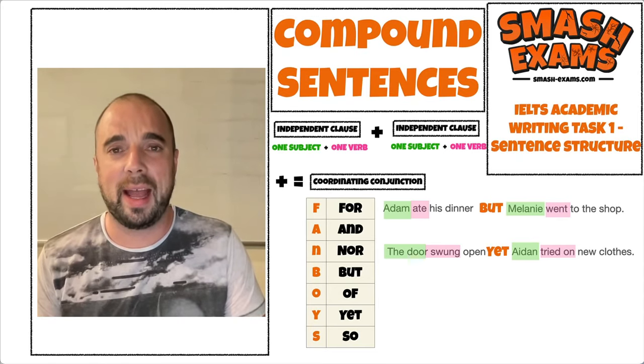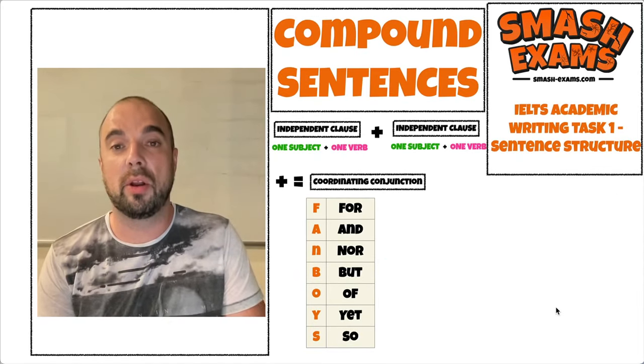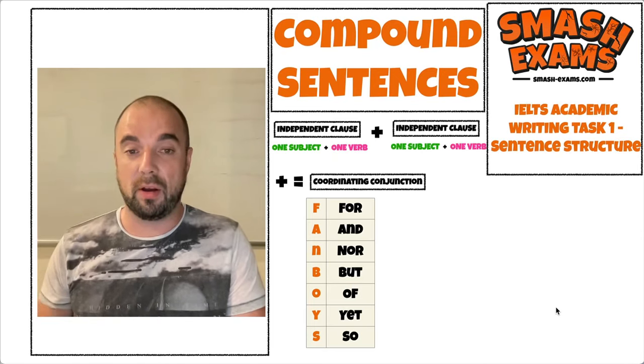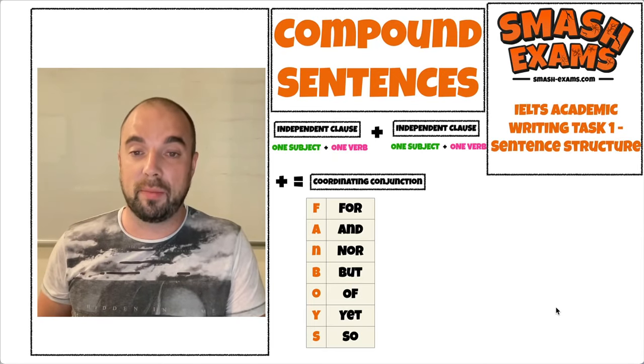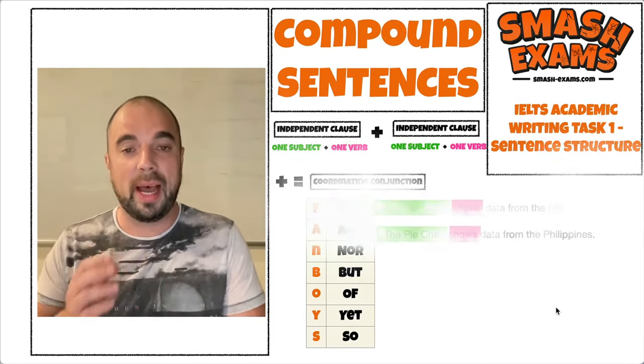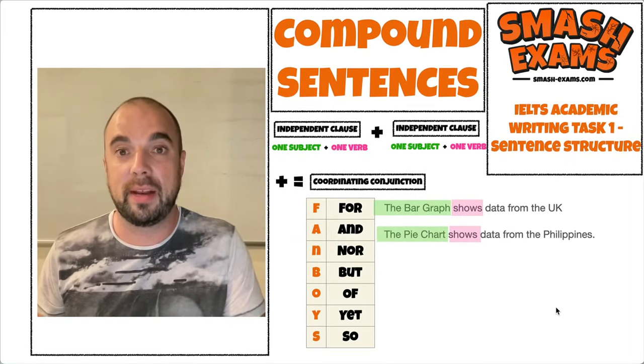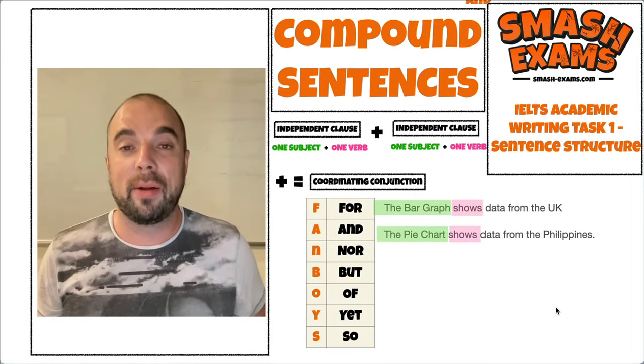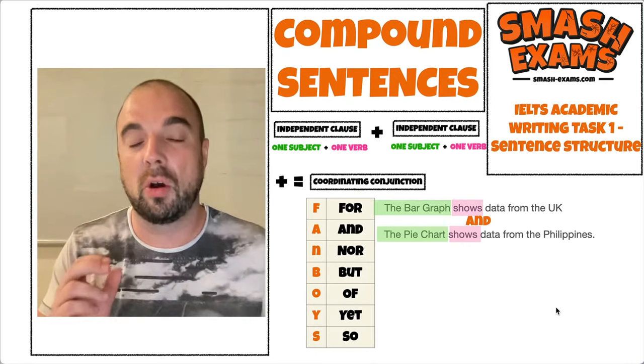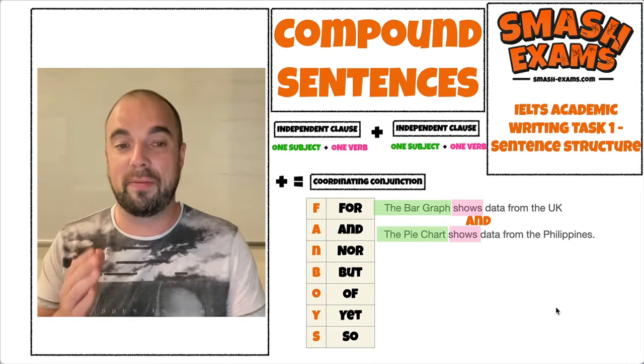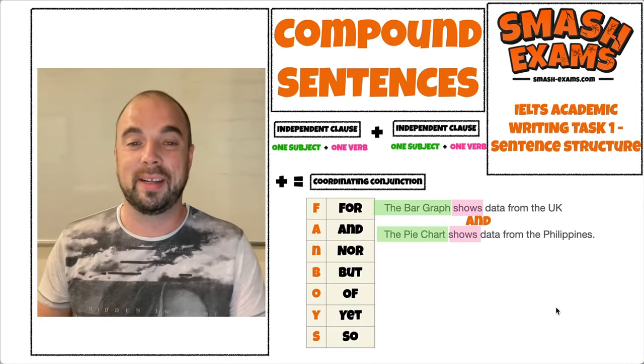Let's now look at an IELTS Academic Writing Task 1 example from before. We had: The bar graph shows data from the UK. The pie chart shows data from the Philippines. You can make that a compound sentence by just adding the coordinating conjunction from the FANBOYS, and.